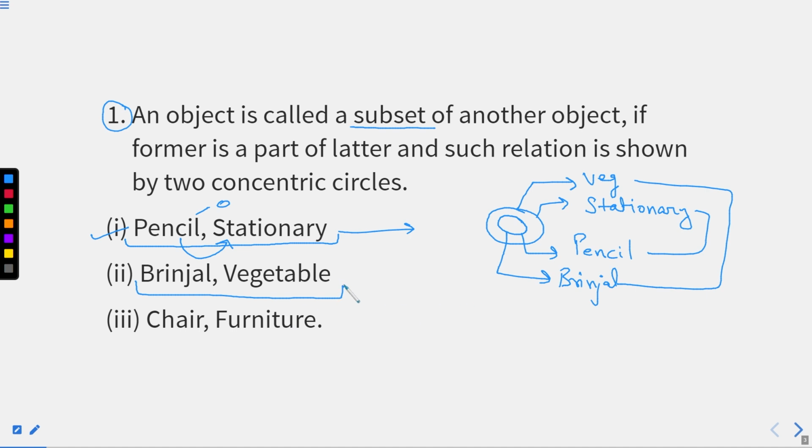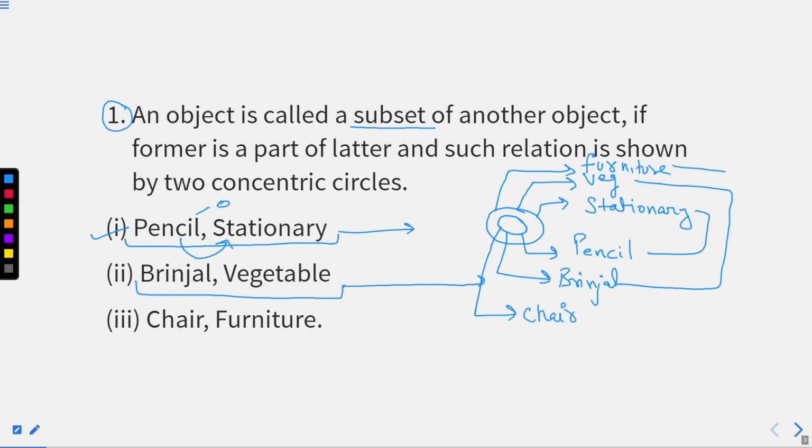Now we have another pair, that is chair and furniture. So students, a chair is also furniture. So if I say this outer circle is representing what? Furniture, right? So the outer circle is furniture, so definitely the inner circle is representing nothing else but a chair.